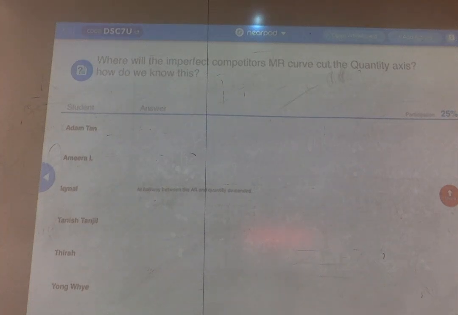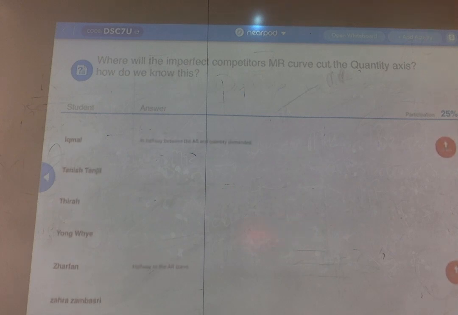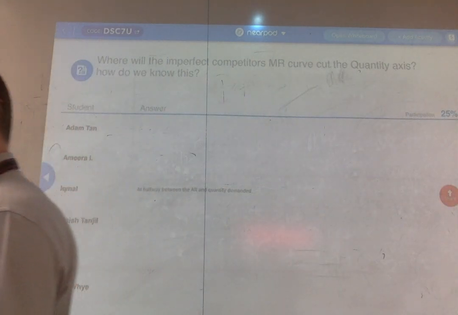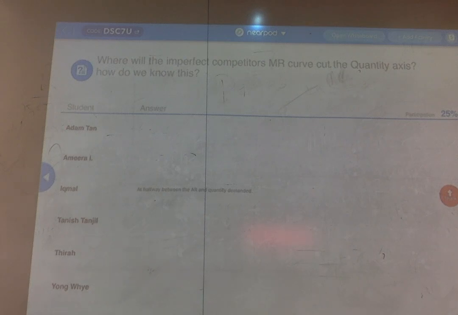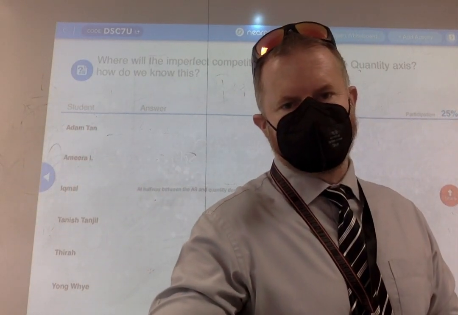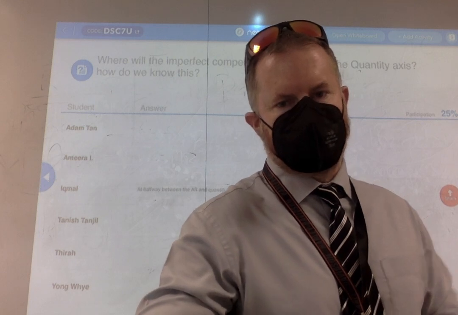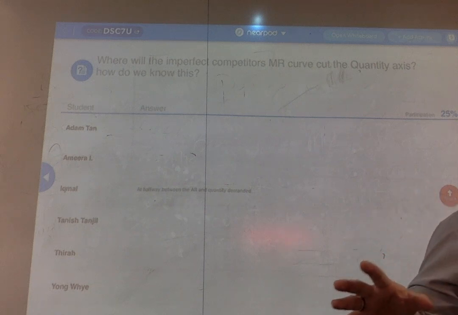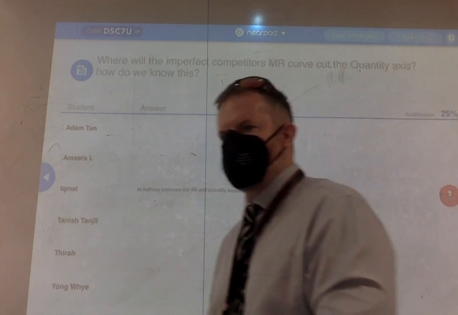Yes, that's right. Yep. And how do you know that? What's actually going on there? Remember, if MR equals 0, what does that say about total revenue? Right, remember, total revenue is price times quantity. Marginal revenue is the change in total revenues. So if marginal revenue equals 0, what does that tell us about the change in total revenues?